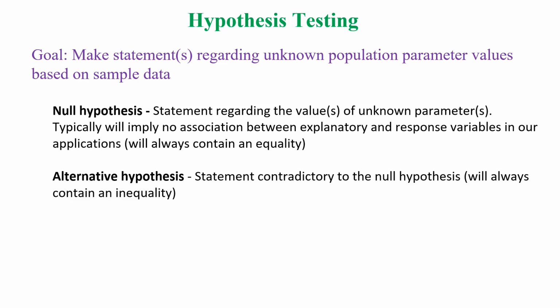For example, if I am saying that there is no difference between the genders with regard to their awareness level towards the software, that is a null hypothesis. If there is no difference, it is null hypothesis. If there is a difference, it is alternate hypothesis.